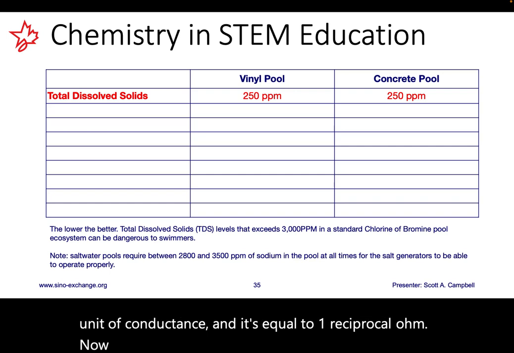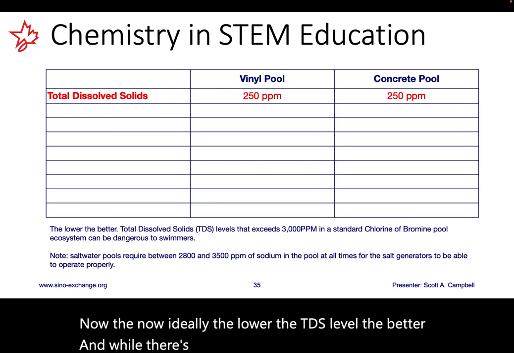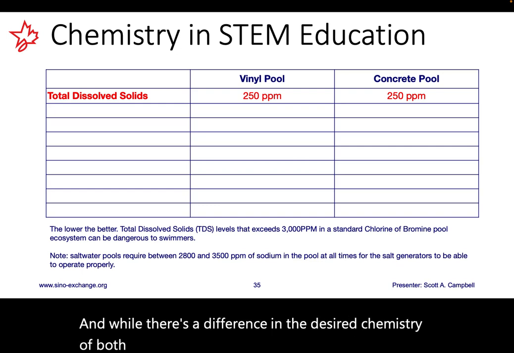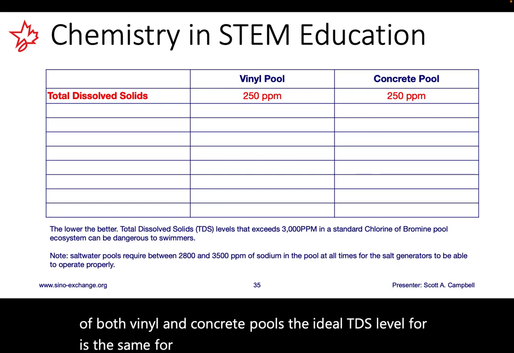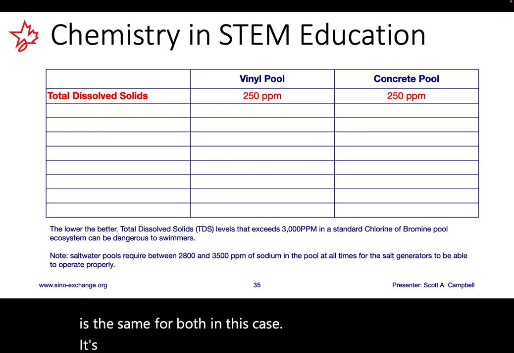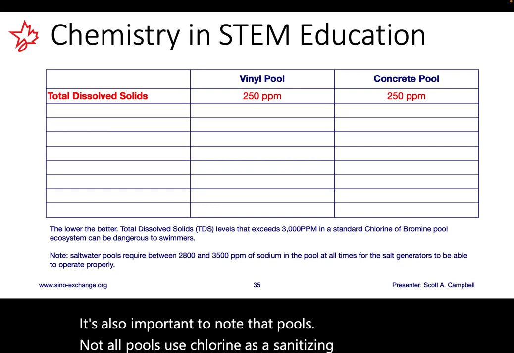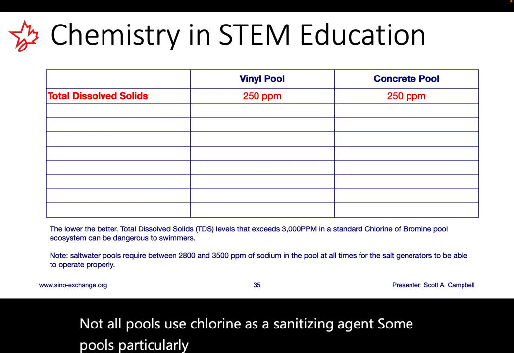Now, ideally, the lower the TDS level, the better. And while there's a difference in the desired chemistry of both vinyl and concrete pools, the ideal TDS level is the same for both in this case. It's also important to note that not all pools use chlorine as a sanitizing agent. Some pools, particularly in Australia, use salt.